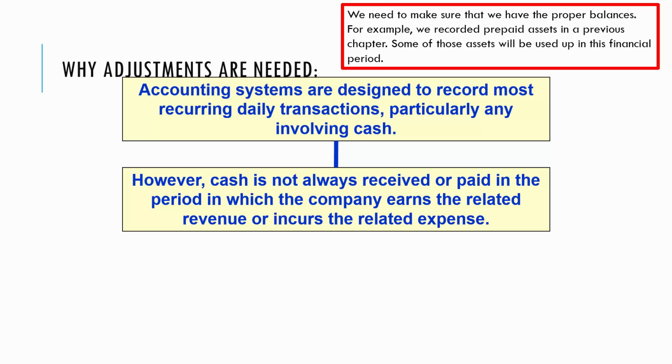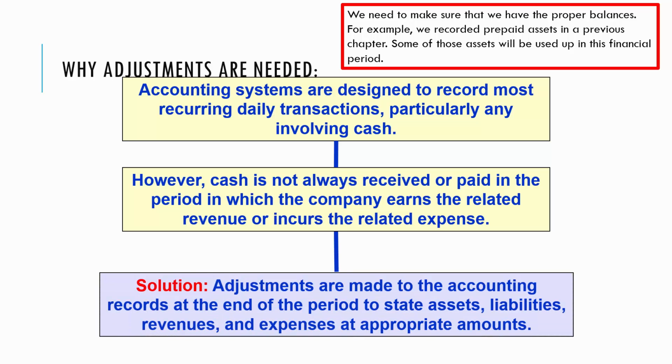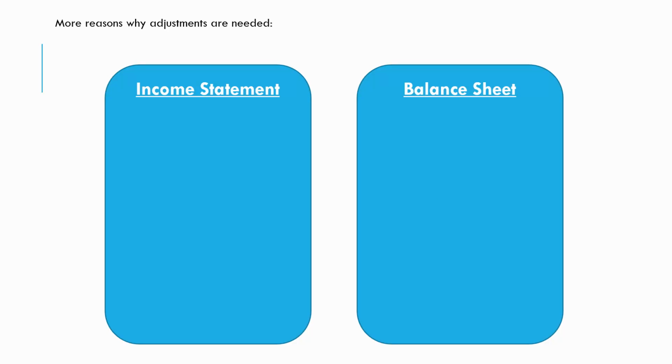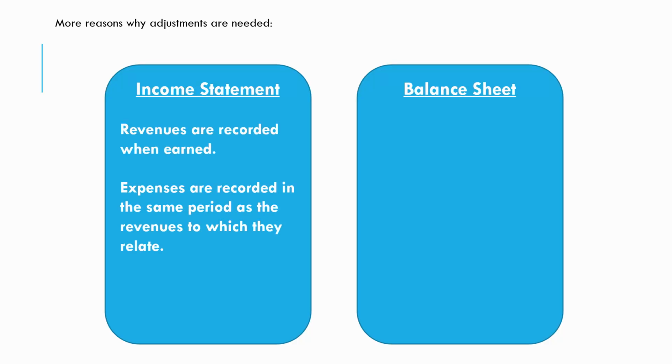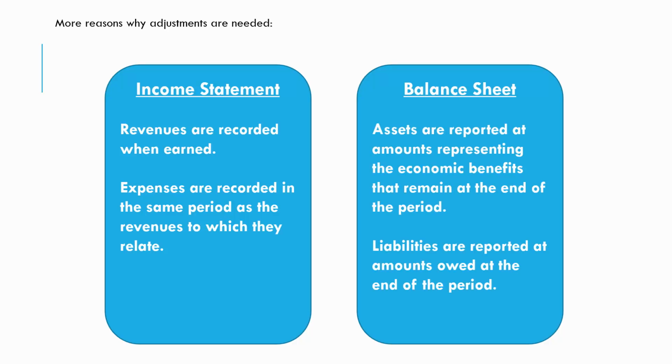So the problem again is cash doesn't always happen when the company earns revenue or incurs the expense. And the solution is to make adjustments. The adjustments are going to have to be done before we do our financial statements, because the financial statements will be out of order. And again, going back to our concepts of what is in the income statement and what revenues are, what expenses are, and what is on the balance sheet, and the definition of the assets and liabilities, and what we should show when we get to these financial statements.